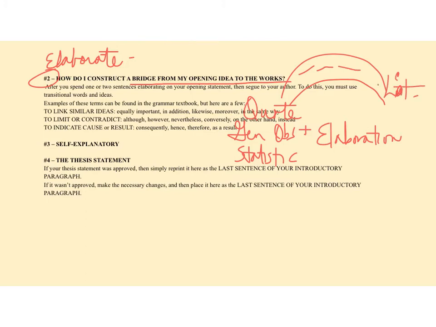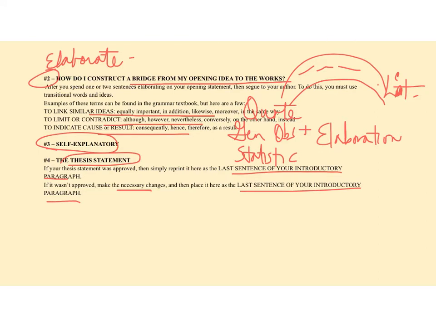And so in order for that to happen, you can use some of these transitional words to help you create that bridge. Number 3 is self-explanatory. That's just the titles and the author, and then your thesis statement. If it was approved, then simply repeat it as your last sentence of the paragraph. And if it wasn't, please make whatever necessary changes you have to make it the last sentence.